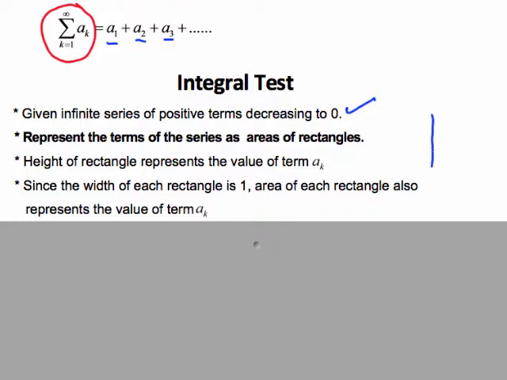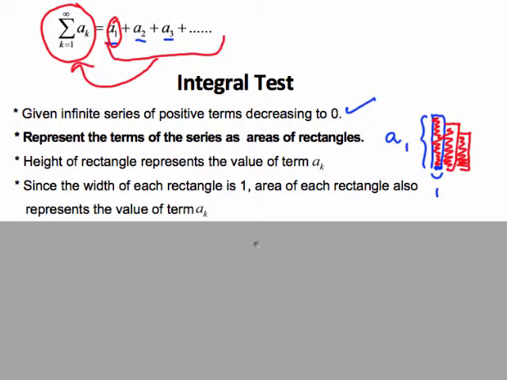Here's what I mean. If I have a rectangle, I'm going to use the height of my rectangle to represent the value of a given term. So for example, term 1, its height might be a1. The width of the rectangle will always be 1. And if I do it this way, you'll see that the area of the rectangle also represents the value of term 1. So we're representing our term values through areas. And then I can continue to do term 2, represent it as an area, term 3, represent it as an area, and then if I find the sum of all areas, what I'm doing is representing my infinite series geometrically.